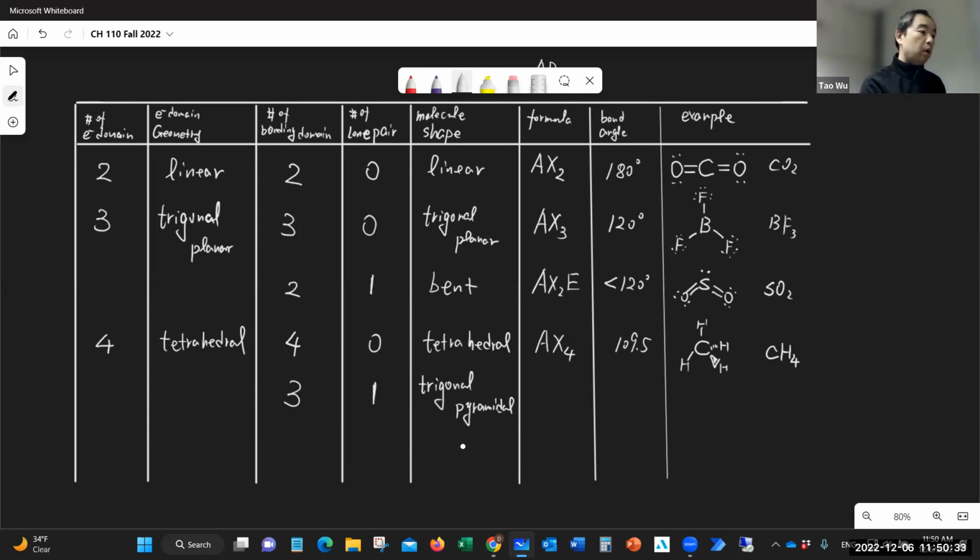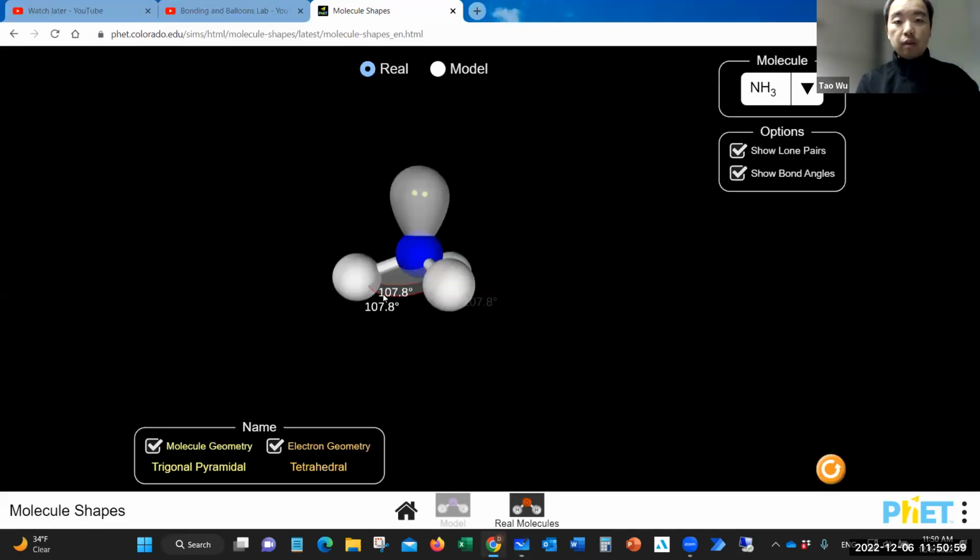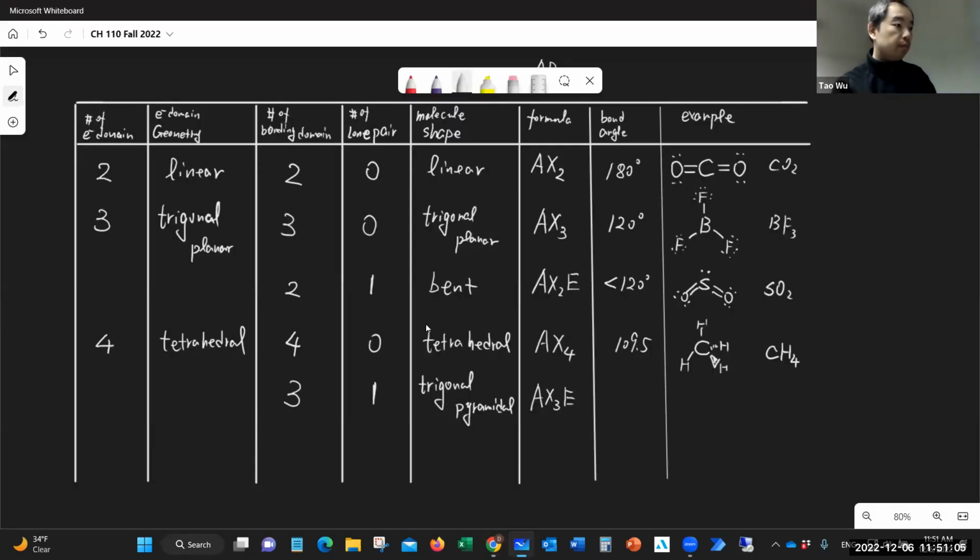So when we write this formula, it's AX3E. They have 3 side atoms and 1 electron lone pair. And again, the bond angle is smaller than 109.5, right? That should be smaller than 109.5. Then if you look at the example here, the bond angle given is 107.8 degrees. It's a little bit smaller. So you can just think of this as 107.8 degrees. The example is just ammonia.